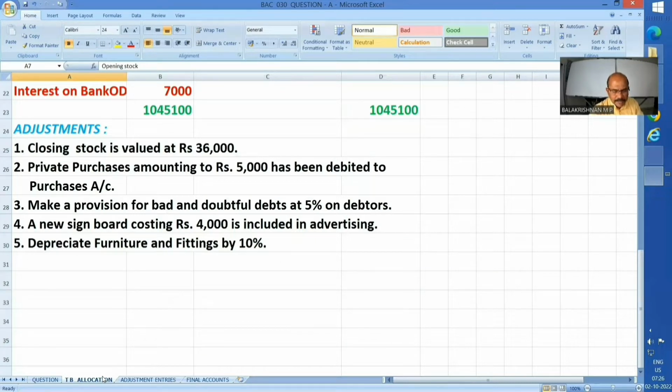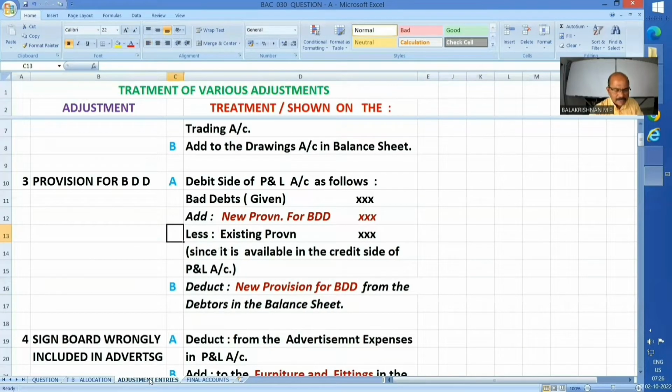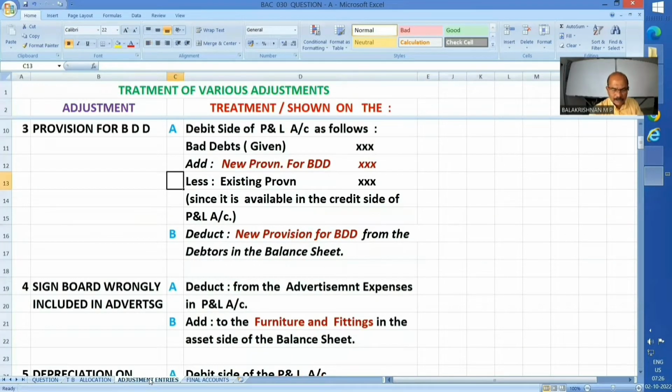A new signboard posting ₹4,000 is included in advertising. Well, signboard is not a revenue expense. It is nothing but a fitting. So it has to be included in furniture and fittings. It will be considered as an asset. So the first entry will be deducted from the advertisement expenses, wherein you had already included it. Second one is add to the furniture and fittings.